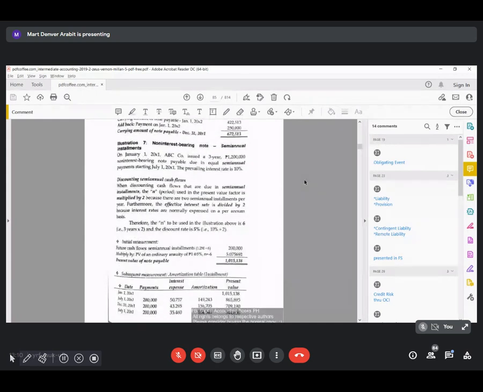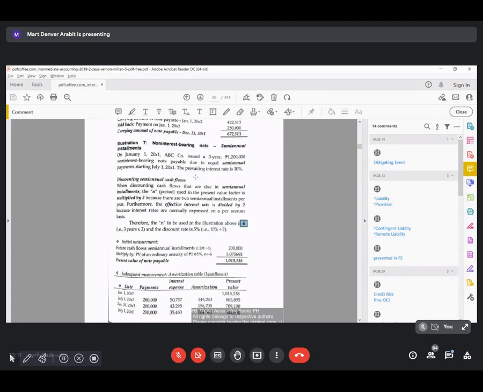Okay, so next, illustration 7, non-interest bearing notes, semi-annual installments. So this time naman, babayaran siya ng installments twice a year. So sa ganitong mga semi-annual payments, actually, ang magiging period natin is twice as much every year. So meaning kung 3 years to, our periods will be 6 since it is payable on a semi-annual basis. So 3 years times twice a year is 6. Okay, so 6 na yung magiging period natin.